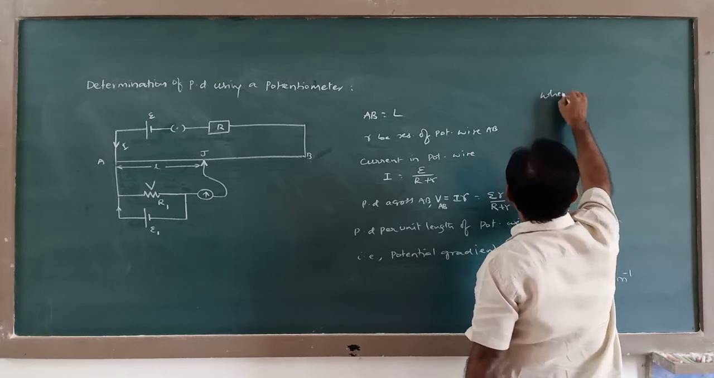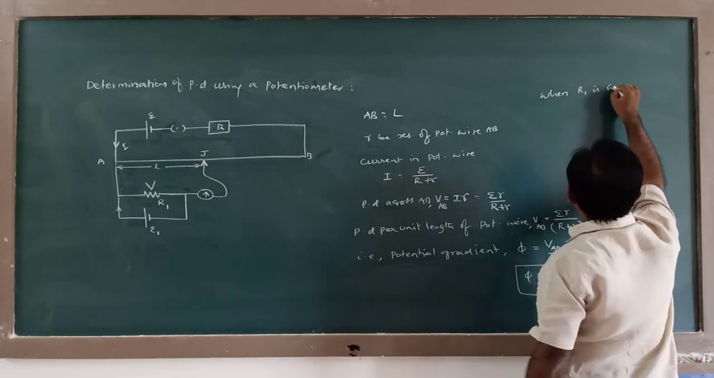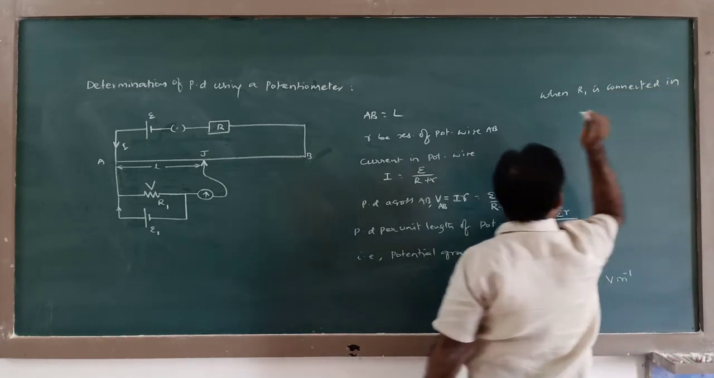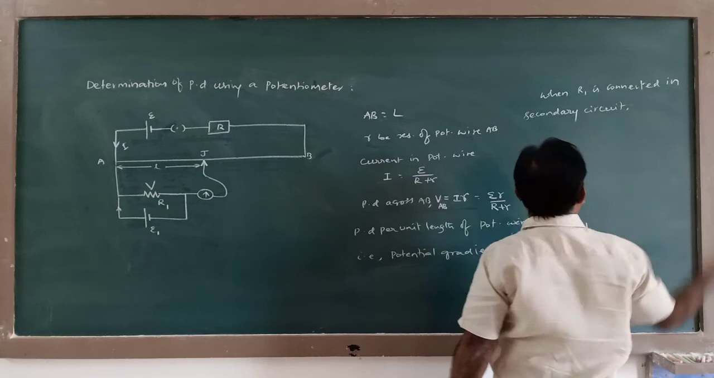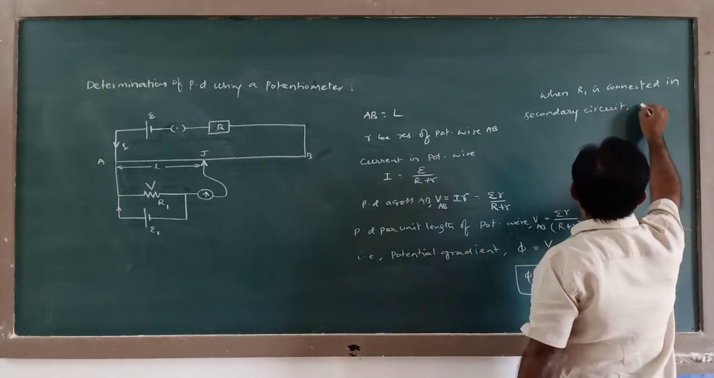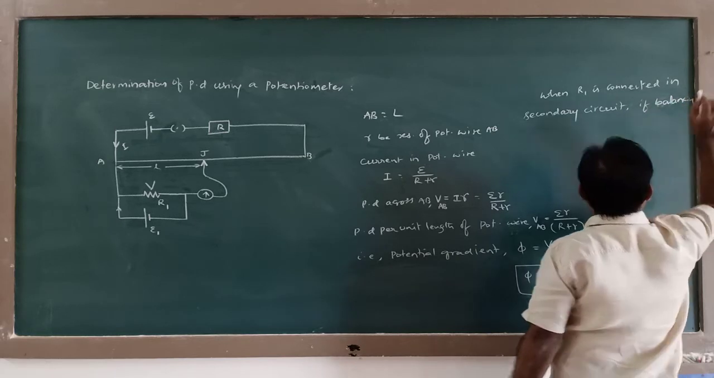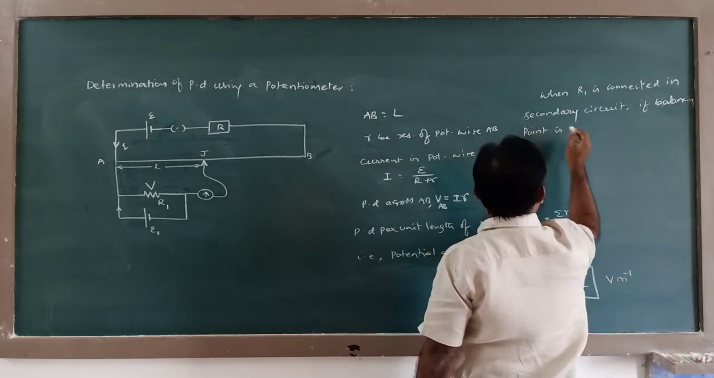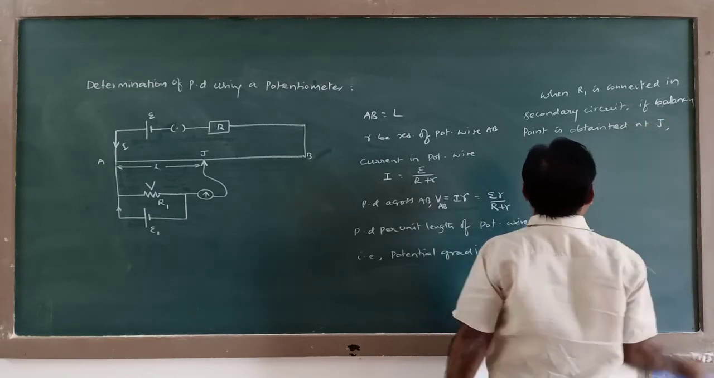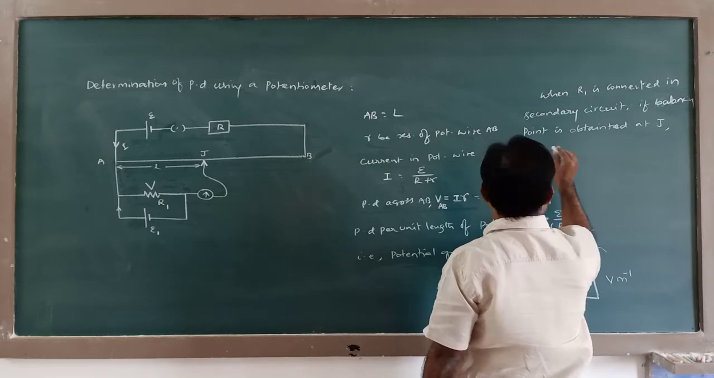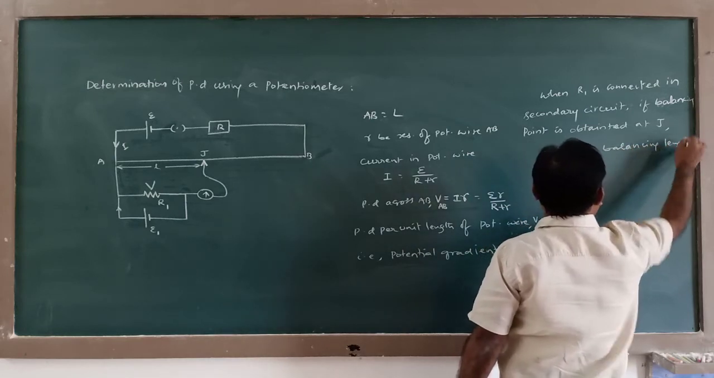So when R1 is connected in secondary circuit, if balancing point is obtained at J, this AJ becomes equal to L, which is called balancing length.